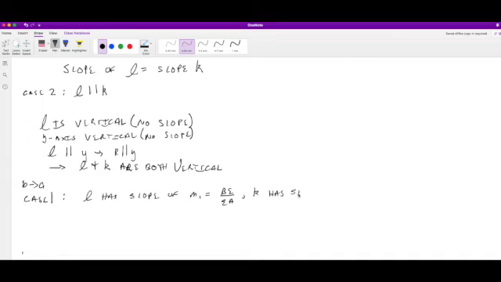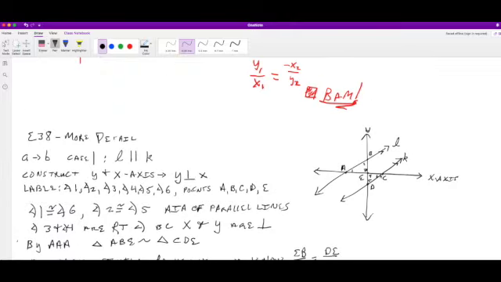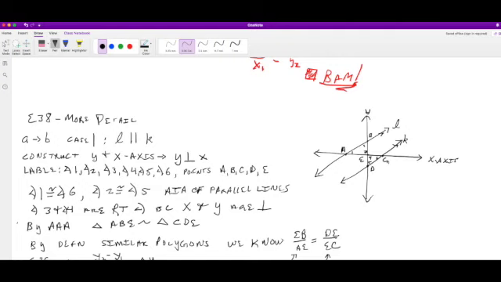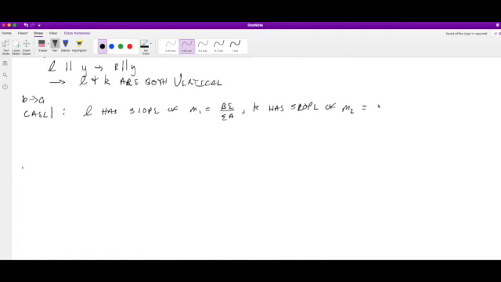K has a slope of, let's see here, m2, and in this case we're saying that it is, let's make sure we get this one out, EC, which is your run, and DE, which is your up piece. So you're going right and up. So DE over EC, okay?